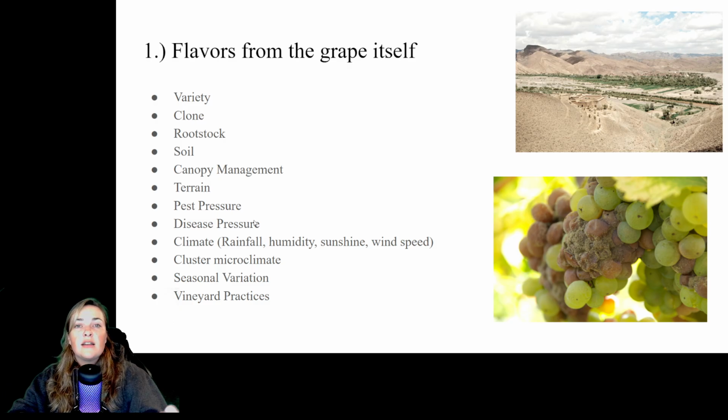That's just another layer of complexity. The rootstocks, soil, canopy management, the terrain, pest pressure, disease pressure, the climate that it's grown in, all of these vineyard practices come together and impact how the grape is going to taste. This is one of the leading components of the concept of terroir, which is a French term meaning a sense of place, right? When you consume a product, particularly wine, it is a representation of where it was grown.